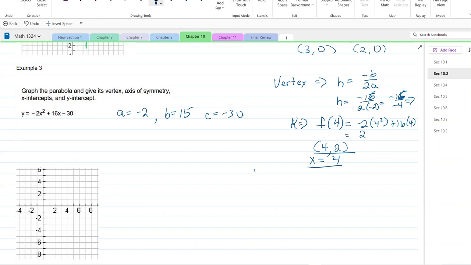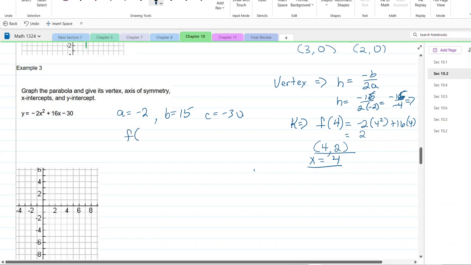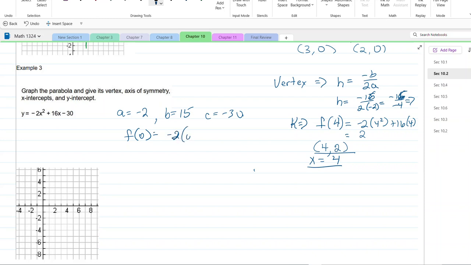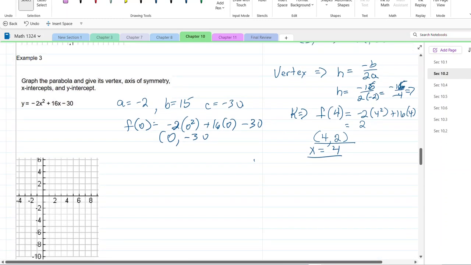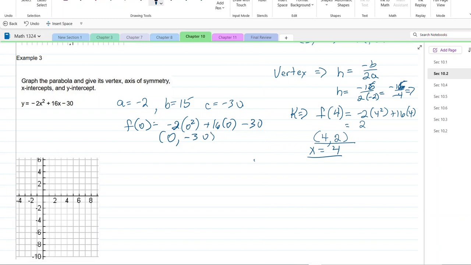The x-intercepts and the y-intercepts. Well, the y-intercept is f of 0. So I'm going to have a -2 times 0 squared, which is 0, plus 16 times 0, you get the gist, minus 30. So it's going to be 0 and -30. And I didn't even get to the -30 down there. All right. But we'll pretend we do. You'll give this as an answer for the zeros.